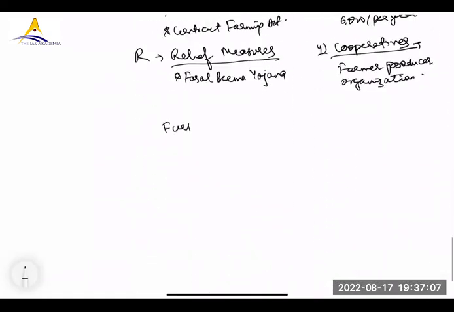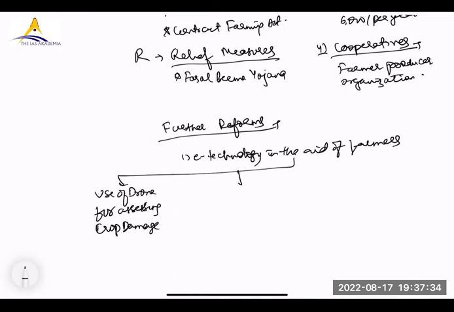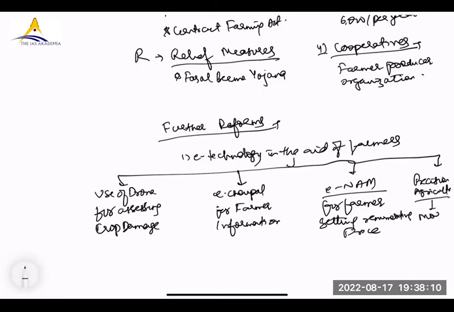Further reforms के लिए e-technology in the aid of farmers. Here you can talk about use of drone for assessing crop damage. Then e-Chopal for price discovery or for farmer information. E-NAM for farmer getting remunerative price. And precision agriculture, more crop per drop.